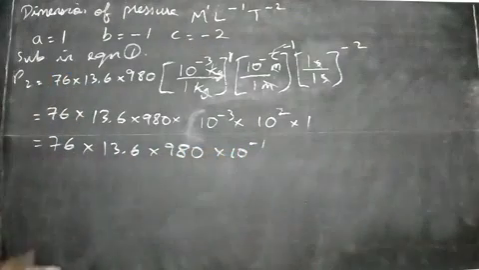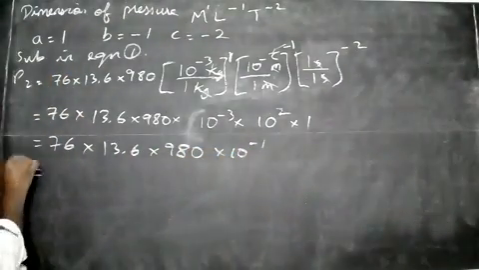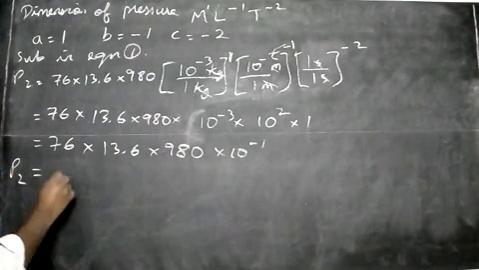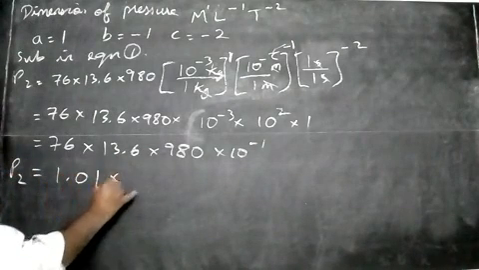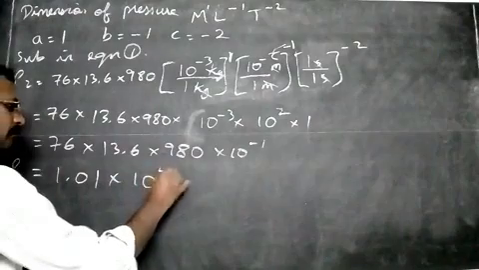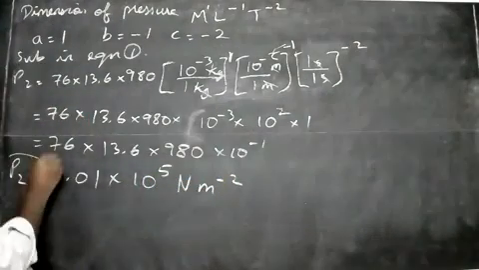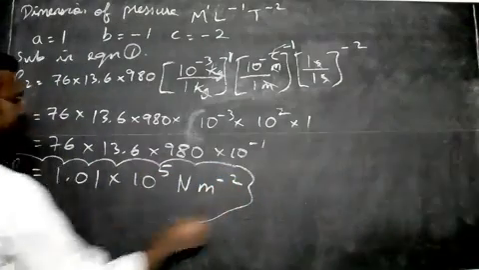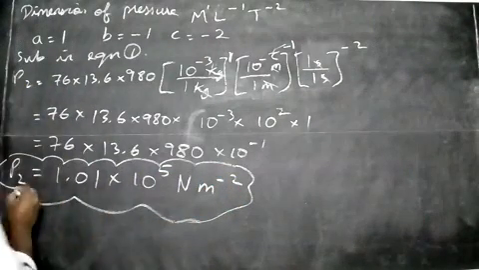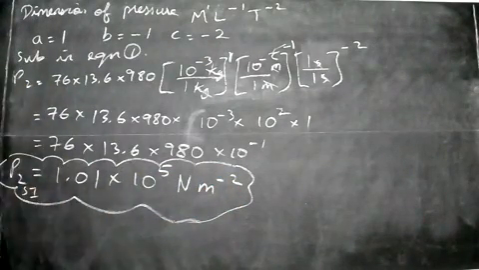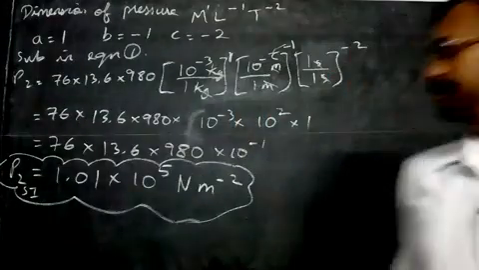So when you do this calculation, we get here pressure P2 in the SI system will be 1.01 into 10^5 Newton per meter square. So this is the pressure in the SI system, this pressure P2. So this is the answer that we get here. Thank you for watching.